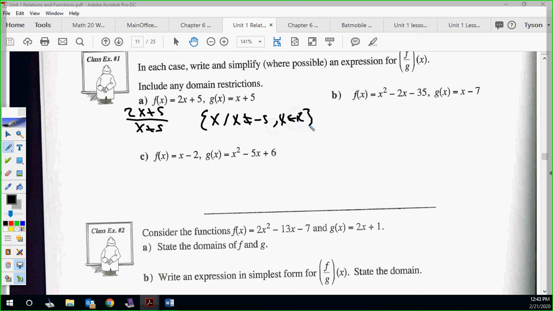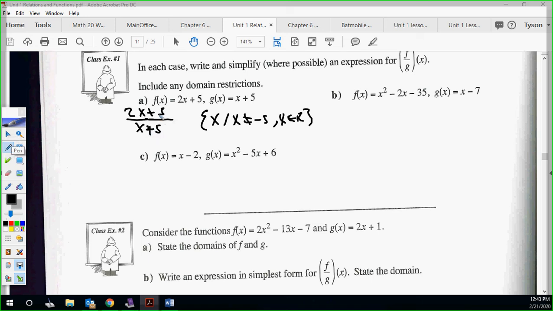Please don't ever do this move. I've seen it many times. You can never cancel the plus 5s. I see it all the time. I wish it could be nice and easy, and it's not. Those are attached. x plus 5 and 2x plus 5 are binomials and separated.